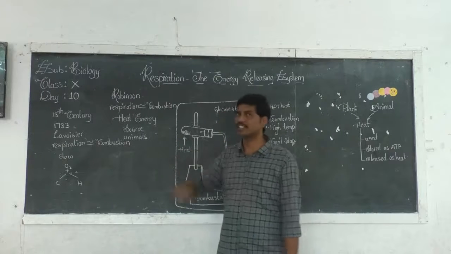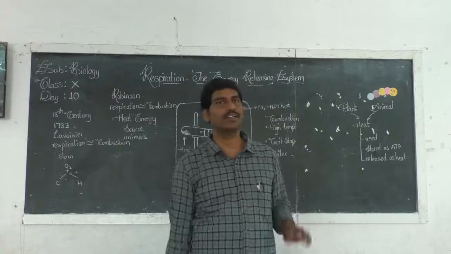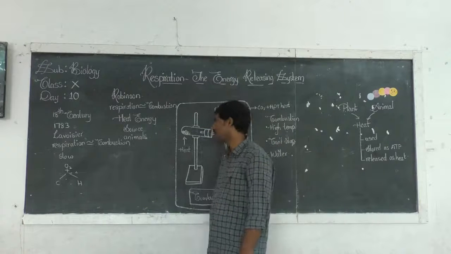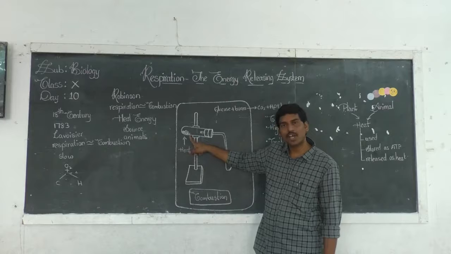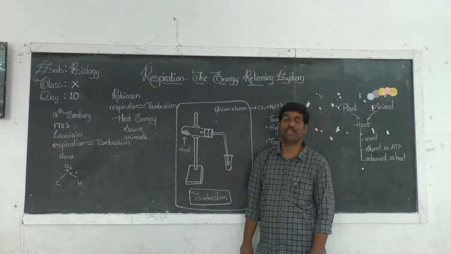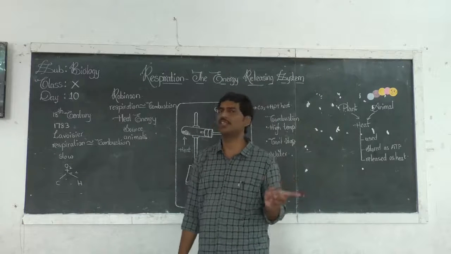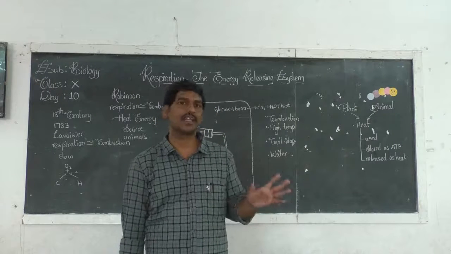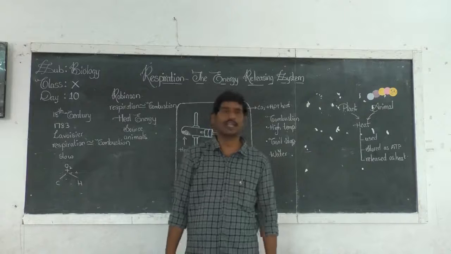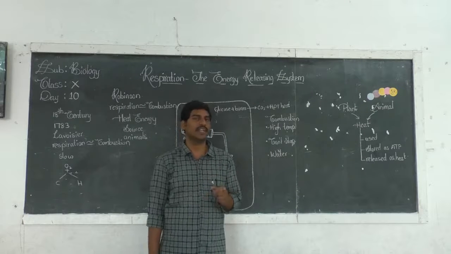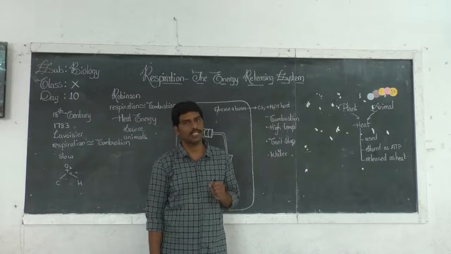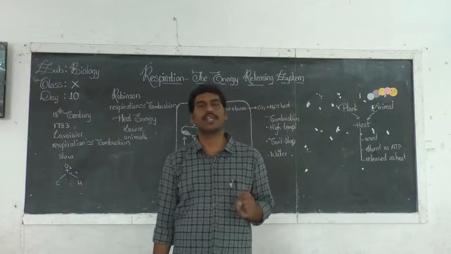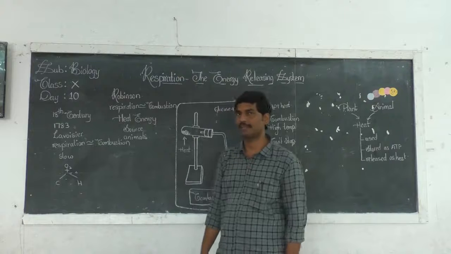Here, glucose first catches fire, then burns, but in respiration, glucose never catches fire. Enzymes are not required in combustion, but respiration is a strictly biochemical reaction where enzymes are required. That is the reason we have stated the sites of respiration are cytoplasm and mitochondria. The enzymes which are required are present in the cytoplasm and mitochondria.